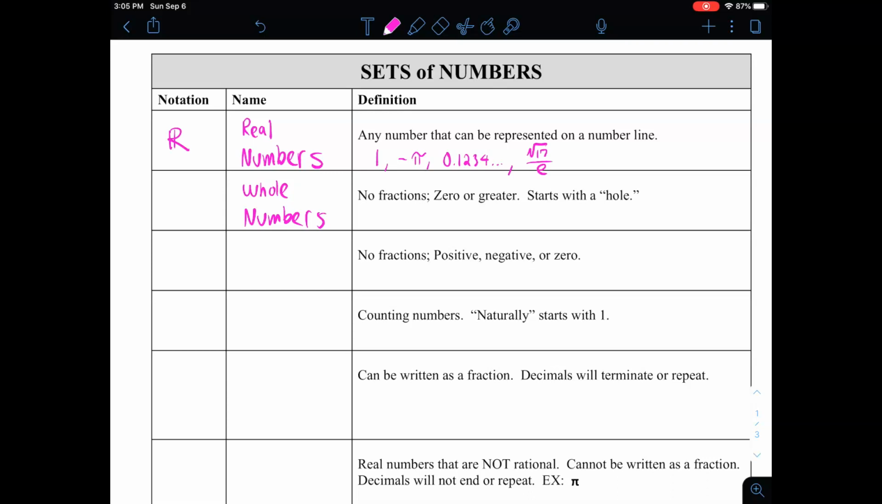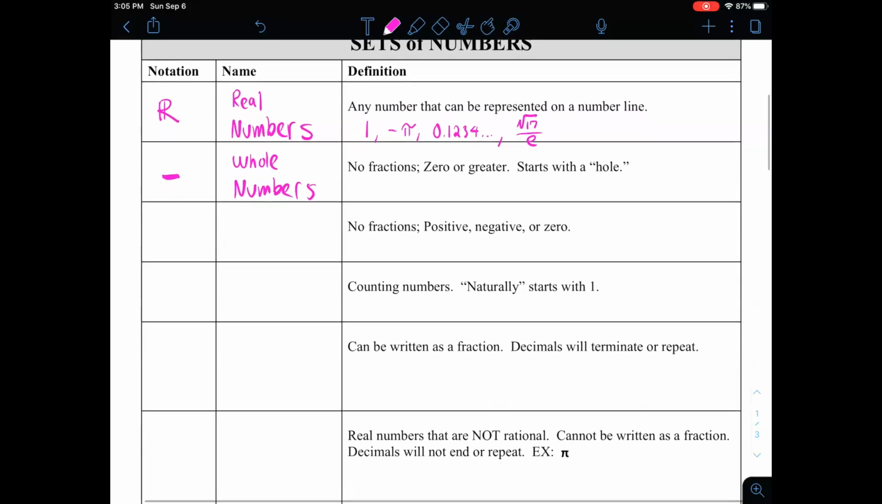Whole numbers. And there actually is no notation for whole numbers. Some people use a W, but from what I've seen, there's no notation for it. So it starts with 0 or greater: 0, 1, 2, 3, and so on. It's kind of like counting numbers, but not specifically counting numbers because they start at 0.